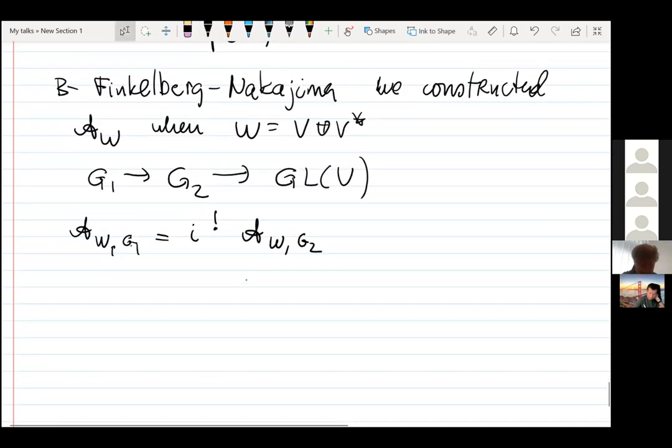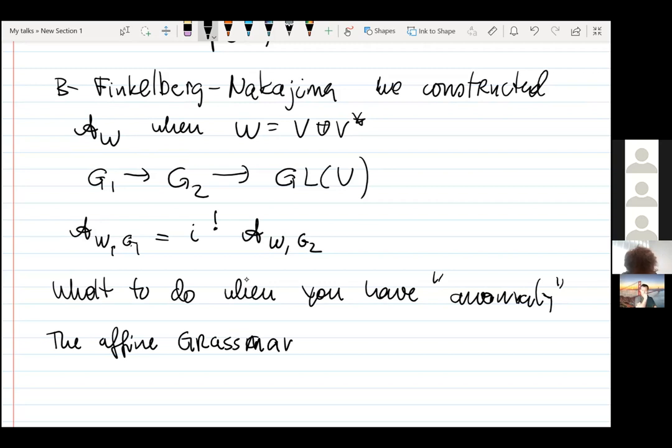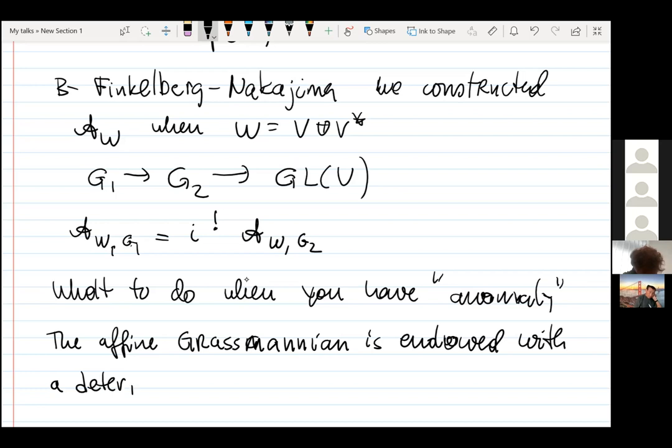And let me spend 5 minutes saying, I won't explain the construction, I will just say what can be constructed. So what to do when you have anomaly? The answer is that you should consider not sheaves on the affine Grassmannian, but twisted sheaves. Twisted sheaves means the affine Grassmannian is endowed with a determinant bundle. Let me call it L. In fact, this bundle is canonically attached to invariant integral bilinear forms on the Lie algebra.